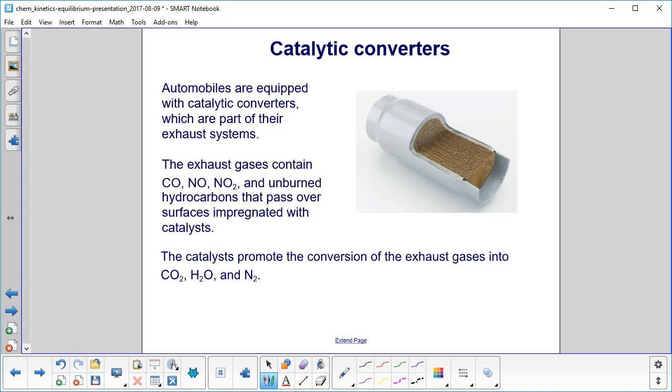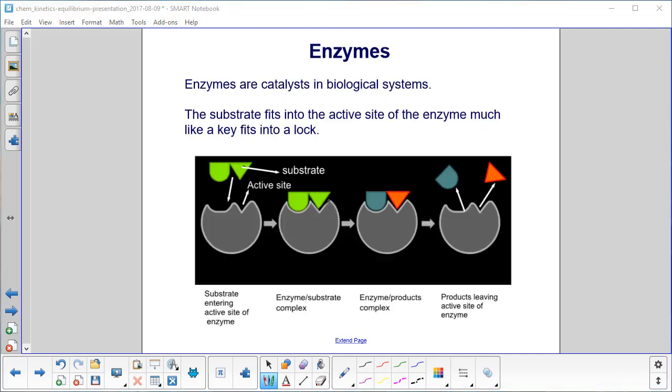The exhaust gases coming from your car engine have carbon monoxide, nitrogen oxide, nitrogen dioxide, none of these are good for people or the environment, and unburned hydrocarbons. They will pass over these surfaces. You can kind of see the tube shape here, so the bad gases are coming through here. And then these are catalysts here. They're impregnated with catalysts. These catalysts promote the conversion of the bad gases that hurt us, turning them into carbon dioxide, water, and nitrogen. Much, much, much less harmful.